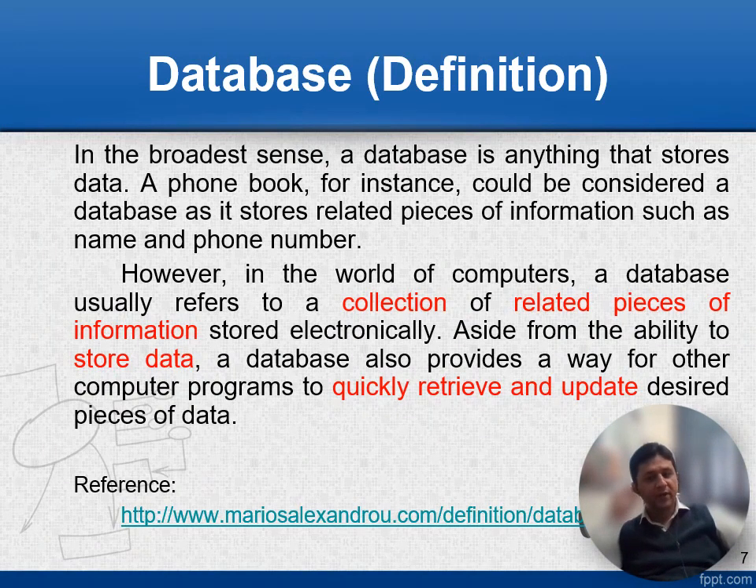So the main points from this definition are, number one is collection. So we have a collection in the database. The second is we have related pieces of information. The third thing is stored. The fourth thing is that it is also a must for a database-based application to have the provision of quick retrieval and update.